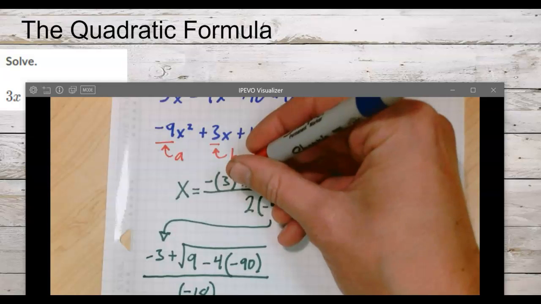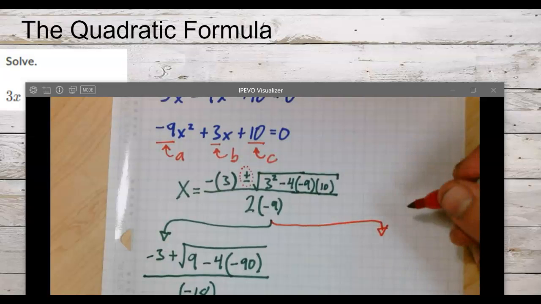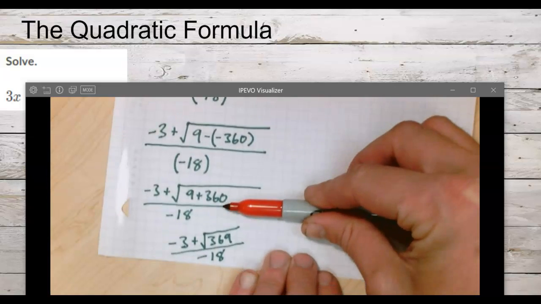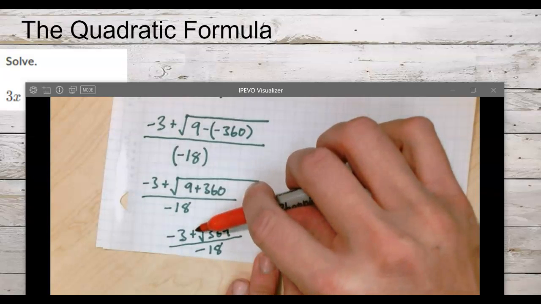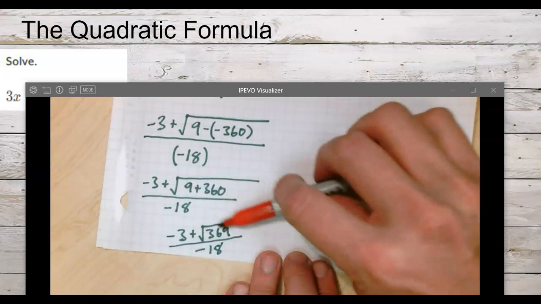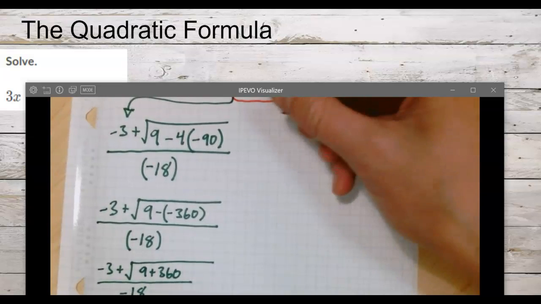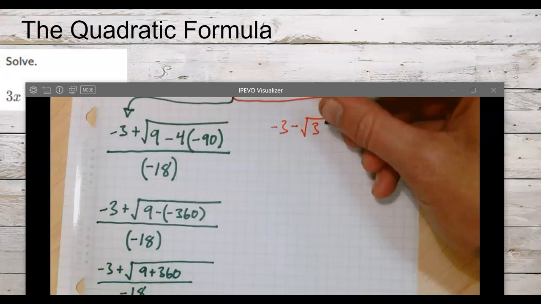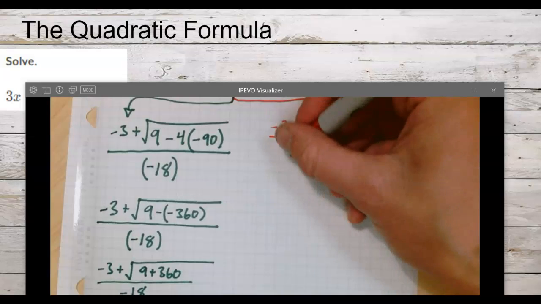Does this plus or minus option, when we go to make the option that uses the minus, does it change any of the math that we've done? No. The only thing it changes is that, right? Because a positive square root has two solutions, either the positive solution or the negative solution. So now that we've found this, we can actually say, well, the other option is just negative 3 minus square root of 369 over negative 18. We don't need to do all the math over again.